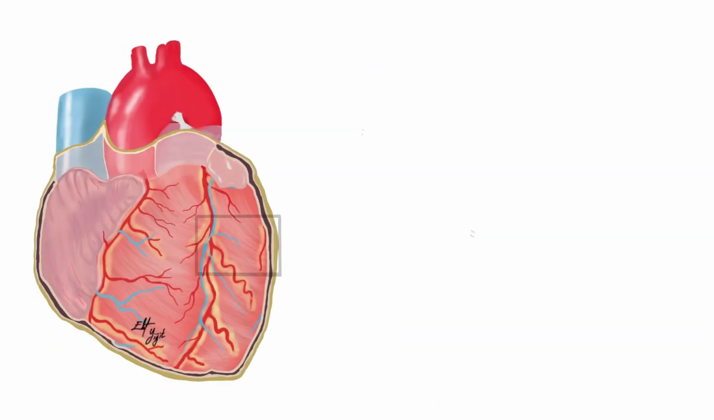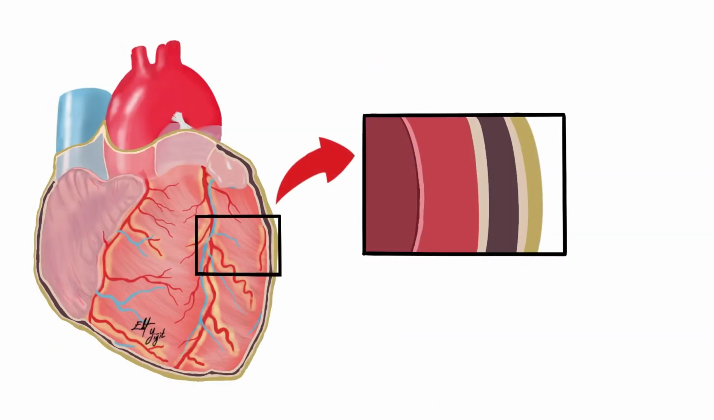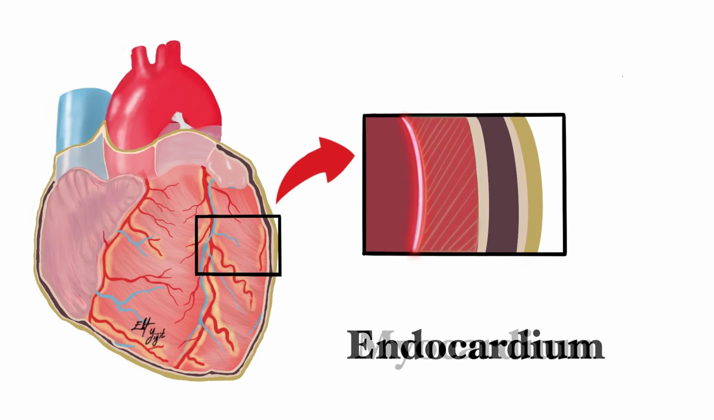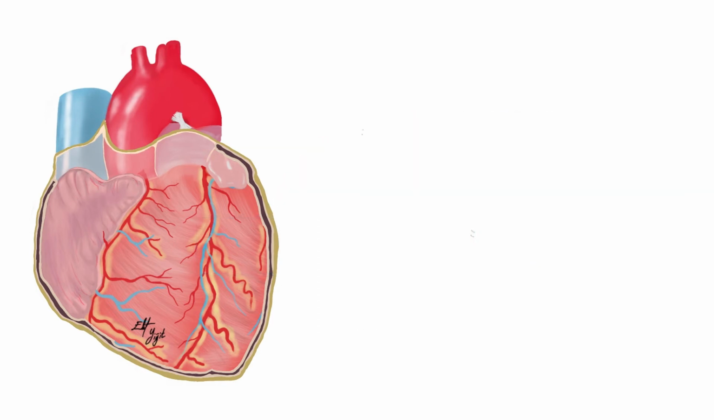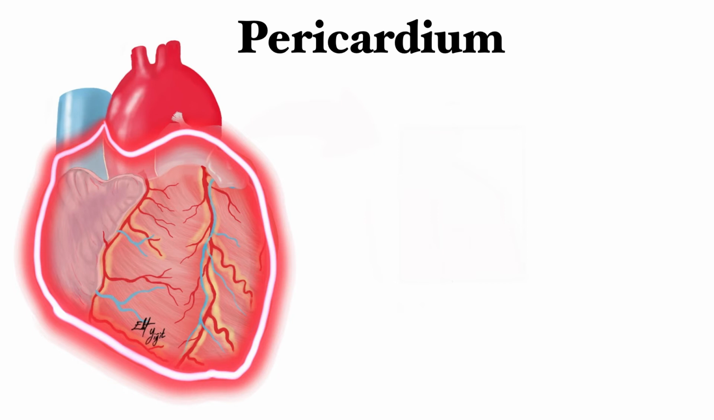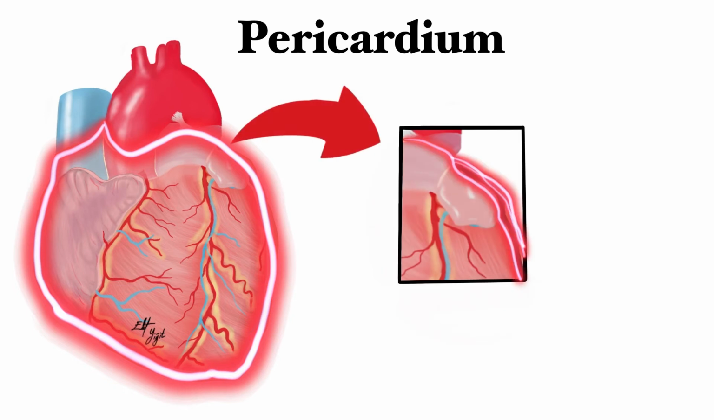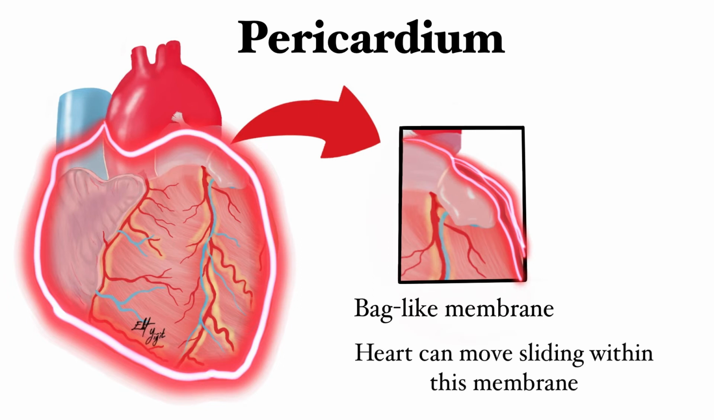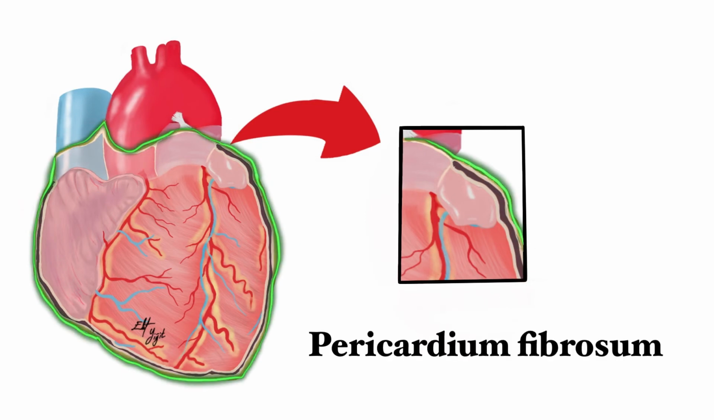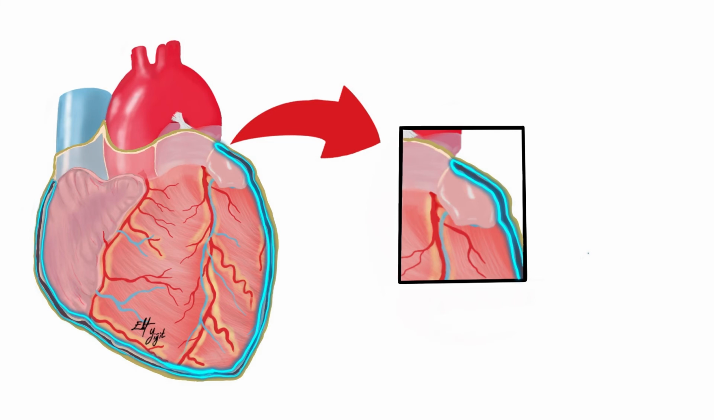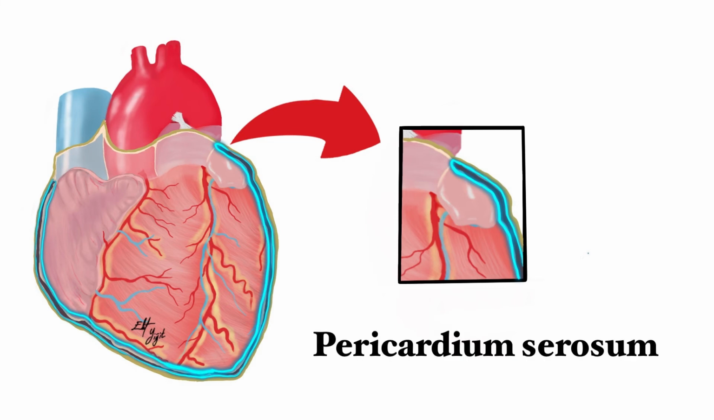From inside to outside, the heart consists of three layers. These are endocardium, myocardium, and pericardium. In another video, I will talk about each membrane in detail. In this video, we will focus on pericardium. Pericardium surrounds the heart externally and resembles a bag-like membrane. Since this membrane is not attached to the heart, the heart can move by sliding within it. It has two layers. The outer one is pericardium fibrosum, and the inner one is pericardium serosum or serous pericardium.